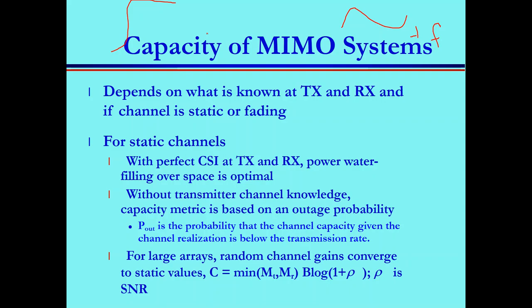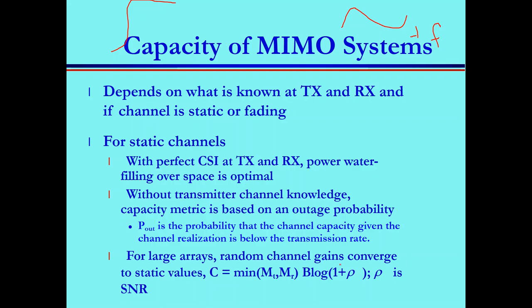Without the transmitter channel knowledge, the capacity metric is based on an outage probability. If you don't know the channel at the transmitter, then you consider the outage probability metric. At the receiver side, you can only say what would be the outage of achieving a certain rate. So this is denoted by P_out, outage probability, which is the probability that the channel capacity, given the channel realization, is below the transmission rate.